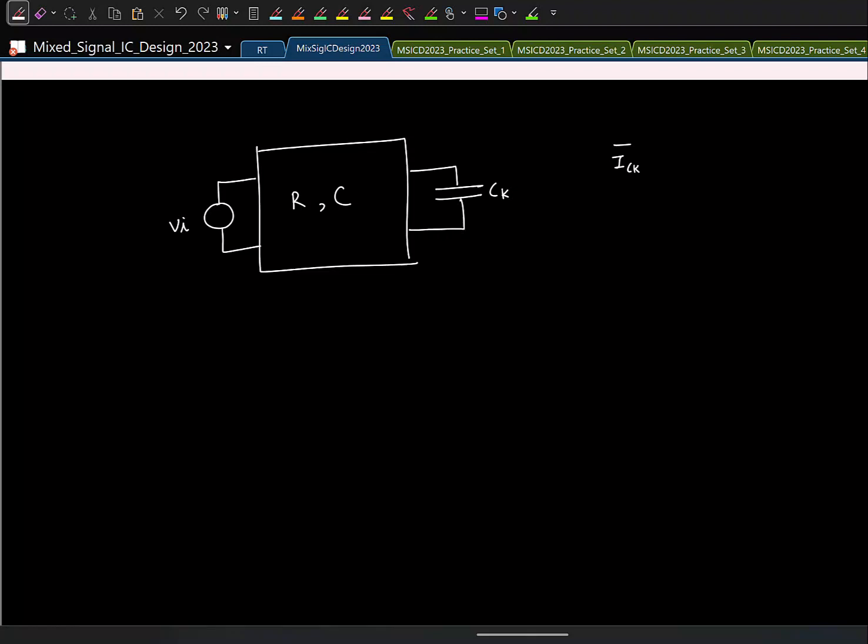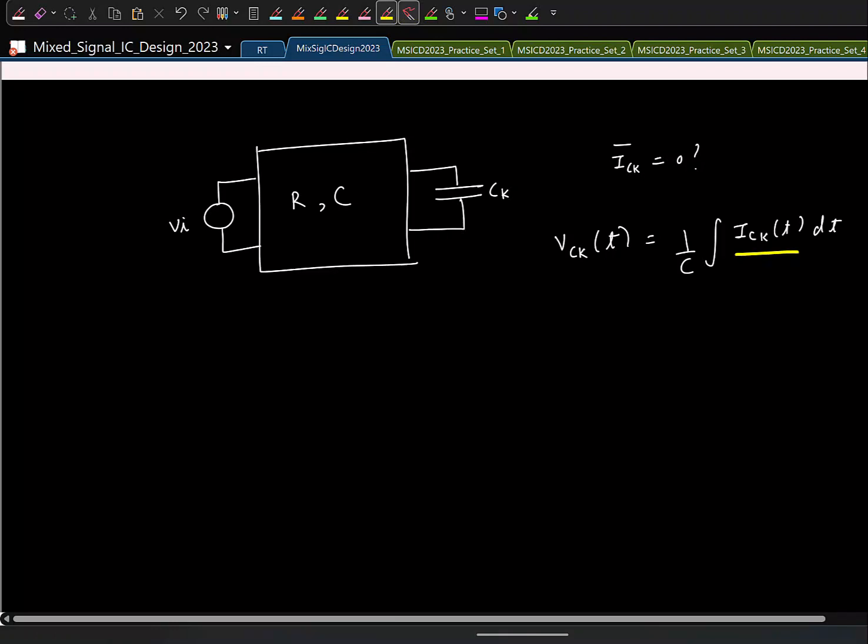Why? Yeah, so remember, what is the voltage across the capacitor in terms of its current? If I write in terms of time domain, if I know the current, it is the integral of the current, 1 by C dt, right? If the capacitor has non-zero DC, what will happen to this? Why can't it go to infinite?